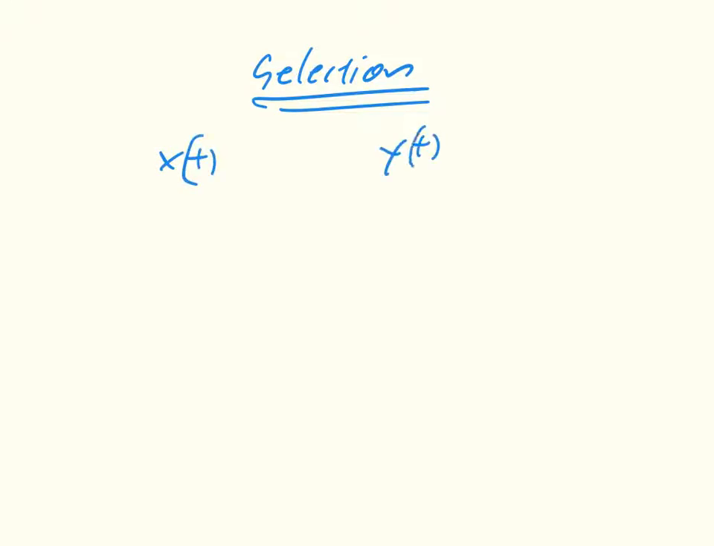Okay, so now we're going to take a look at selection, which is another very important component to understanding evolution. And we're going to assume that we have X individuals of a given type and Y individuals of another type. Okay, so now we have a population that's made up of two types of individuals, and at time t there's X of the first type and Y of the second type.